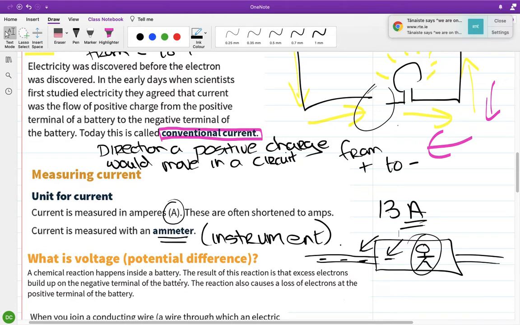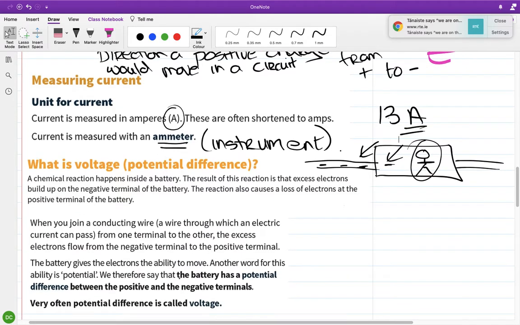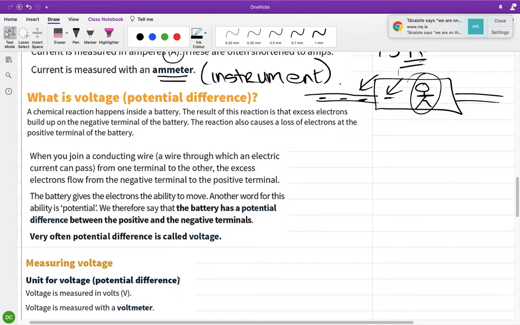Okay, so now we're going to talk about voltage. Now, I already messed with the voltage in that simulation there. The voltage is the driving force. So in that second go around, I pushed the voltage up. I made the battery stronger. I gave it a bigger driving force.